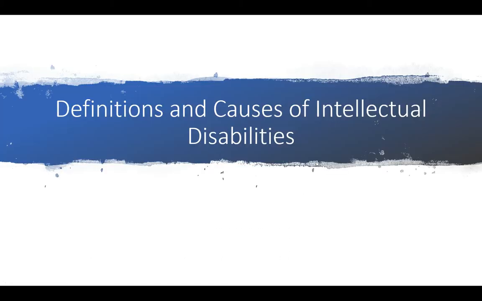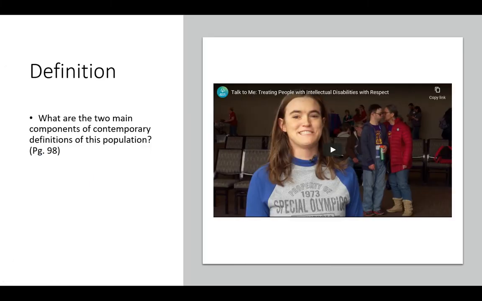So, looking at what we know right now about the definition and the causes of intellectual disabilities. There's a video here, and it's not going to let me play it for you, but when you pull up the PowerPoint in your Blackboard instructional unit for chapter 8, you would be able to watch this video. It interviewed some people about how they want to be treated even though they have intellectual disabilities. It was a good little video. But the definition: what are the two main components of contemporary definitions, meaning the most recent?